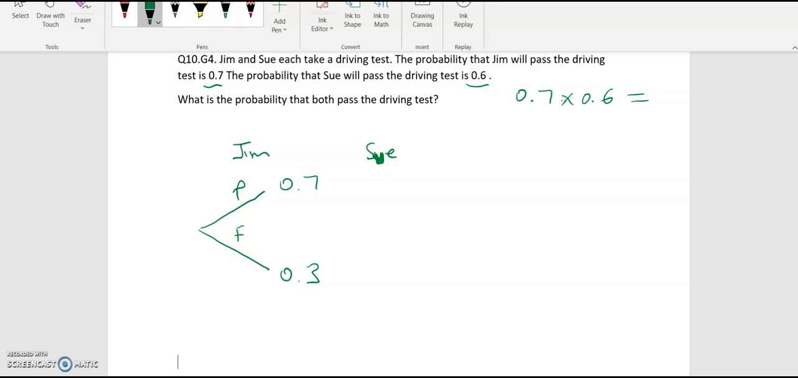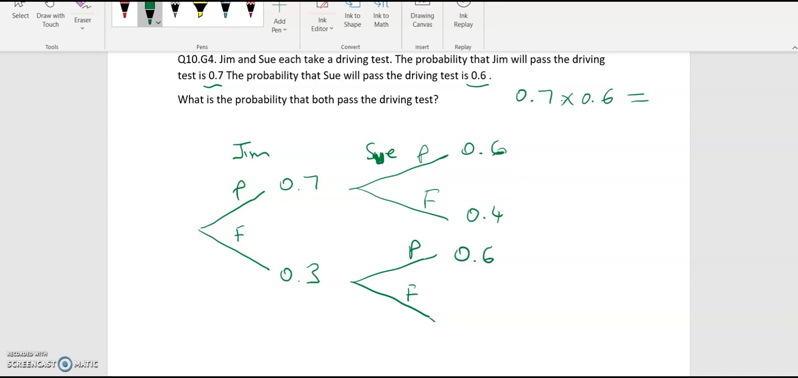Then if Jim passes, Sue could either pass or fail. So pass, fail. The probability of Sue passing is 0.6. So the probability of failing must be 0.4. If Jim fails, then Sue can either pass or fail. So pass, fail. Again, 0.6 is the probability of her passing and 0.4 probability of her failing.